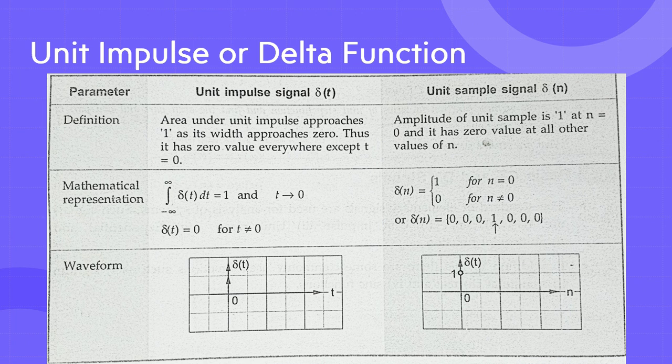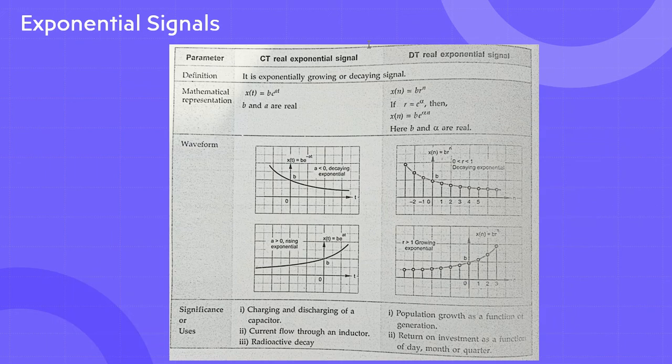Now let's come to the third type of signal. It is called exponential signal. So what will happen with exponential signal? Again, let's see the definition. What does it say? It says it is an exponentially growing or a decaying signal. And this decay and growth of my exponent will depend on the value of my a, or a and b, both of them are variables.